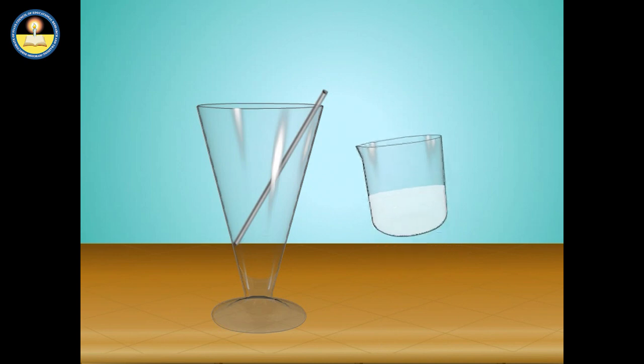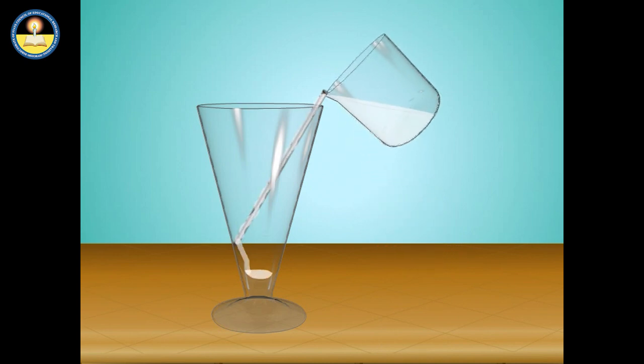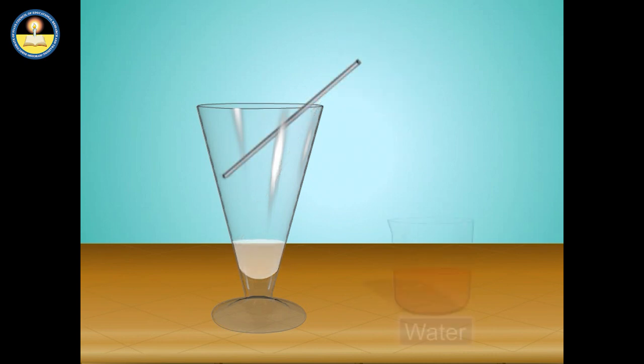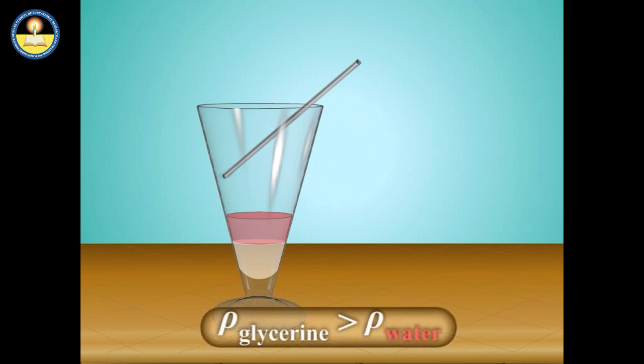Pour some glycerine in a tumbler with the help of a glass rod. Next, pour some colored water in the same container very slowly again along the glass rod. Notice two distinct layers of the two liquids. Glycerine is heavier than water and thus remains settled at the bottom.